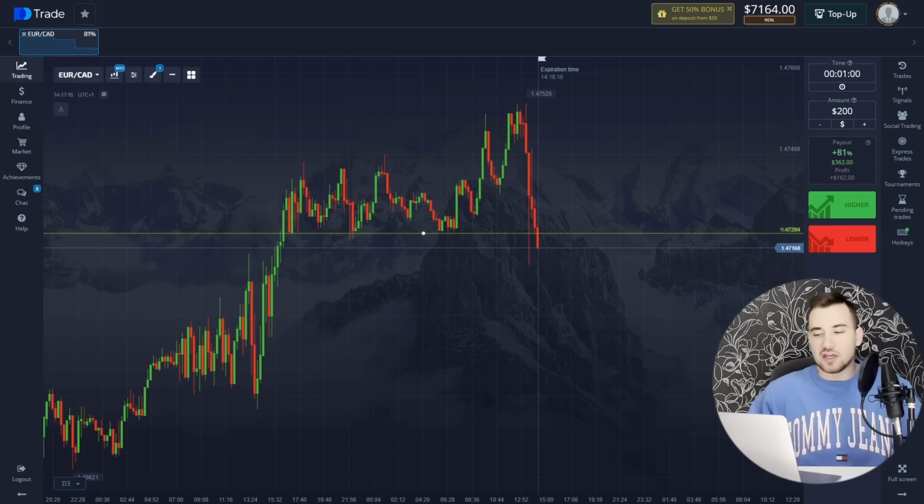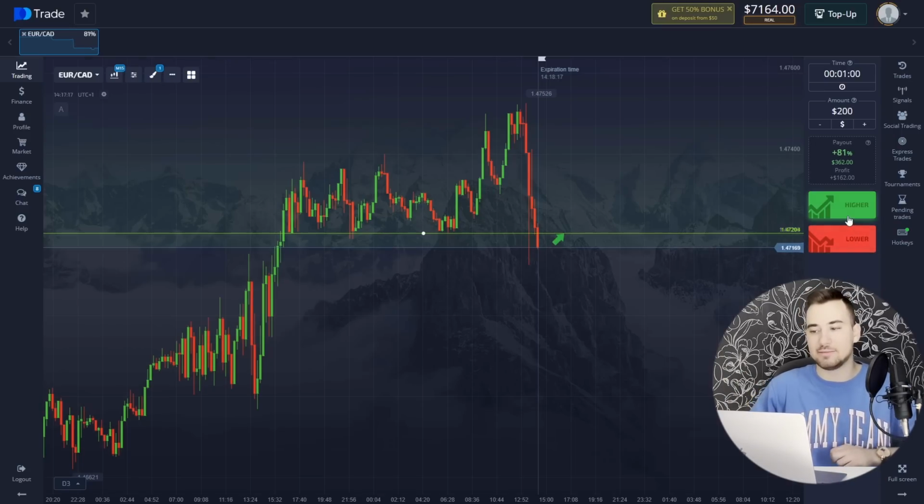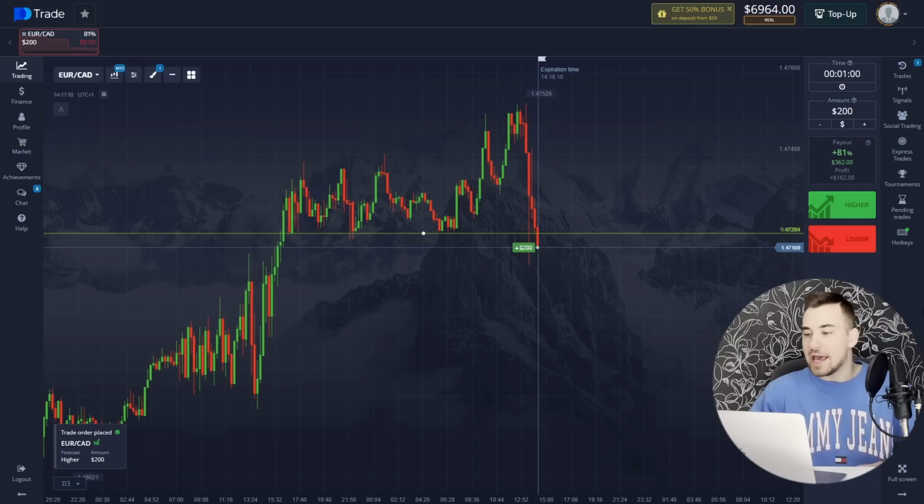Today we will trade the Euro and Canadian dollar currency pair. I just see a breakdown of horizontal support. You can just catch a small pullback and I will go into it, buy for $200.